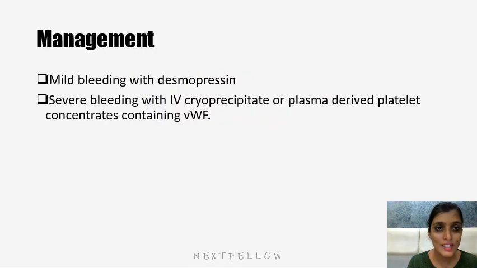Management of von Willebrand disease: mild bleeding cases are treated with desmopressin. Severe bleeding is treated with IV cryoprecipitate or plasma-derived concentrates containing von Willebrand factor and factor VIII.